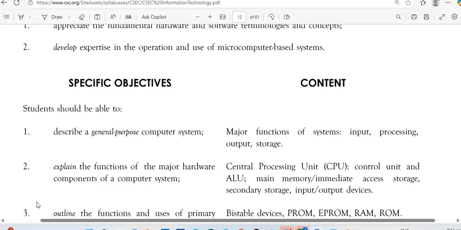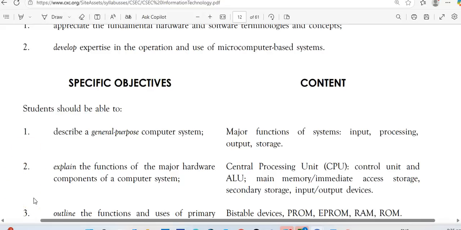Now, the processing system refers to the process of performing operations on the input data. This is done by the central processing unit and includes tasks such as calculations, comparisons, data manipulation, and execution of instructions. The processing system is the brain of the computer system, where all the computations and logical operations take place.